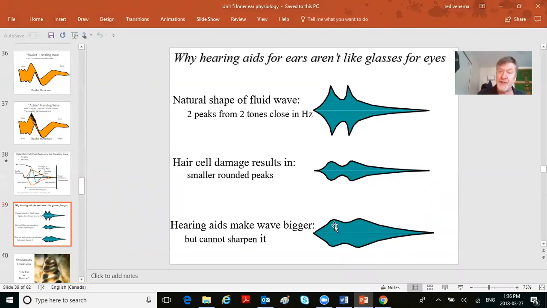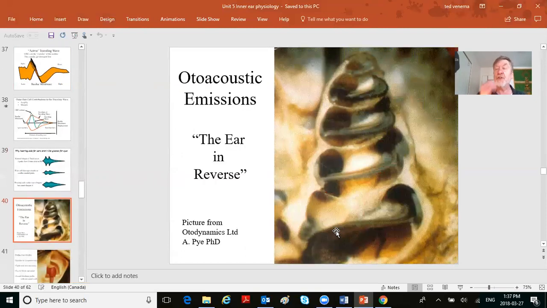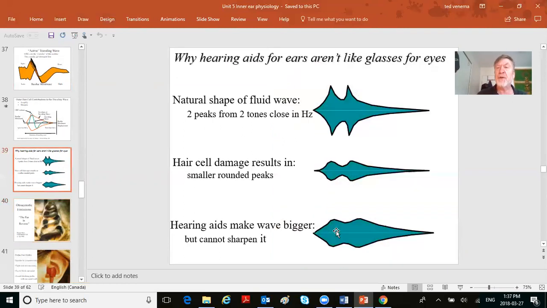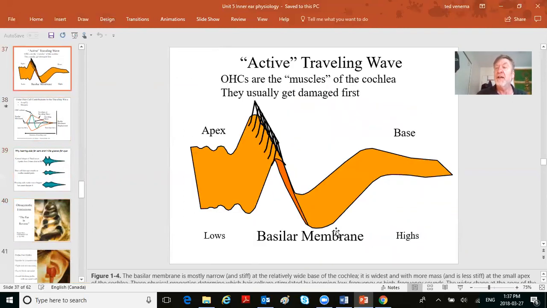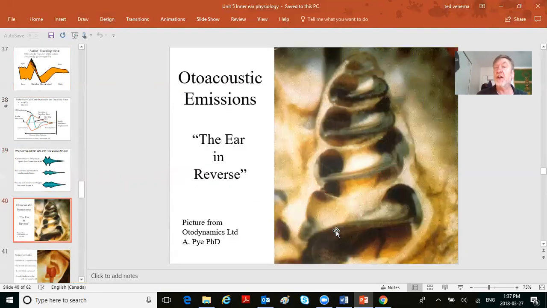So for this person, increasing amplification is only half the story. You need to increase the signal-to-noise ratio. All of that is due to the loss of frequency resolution. Now the outer hair cells do all of that stuff, the sharpening of the peaks. That sharpening of the peaks does not come without a cost, and that cost is otoacoustic emissions.